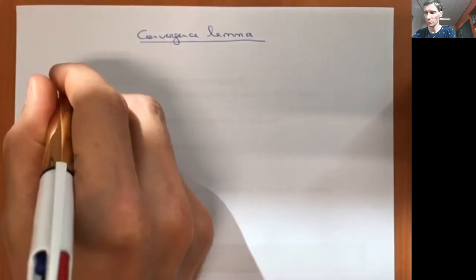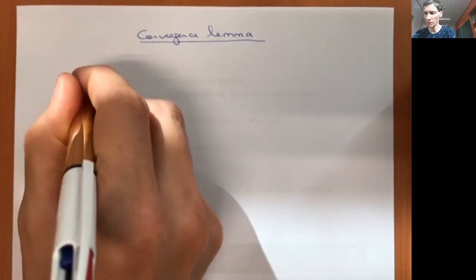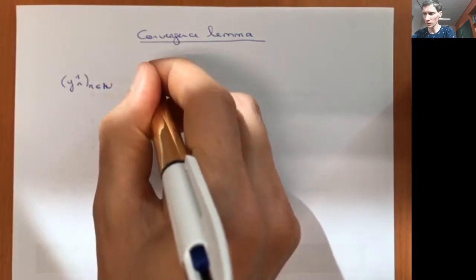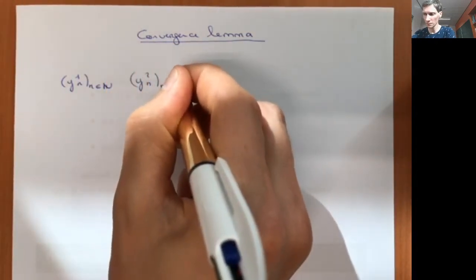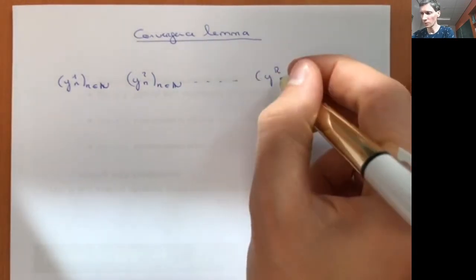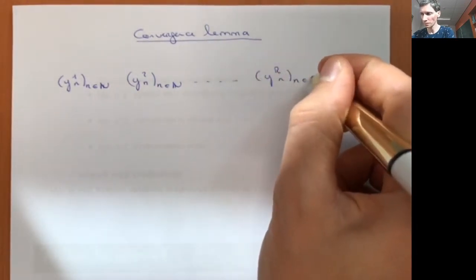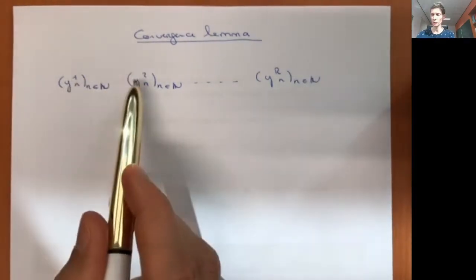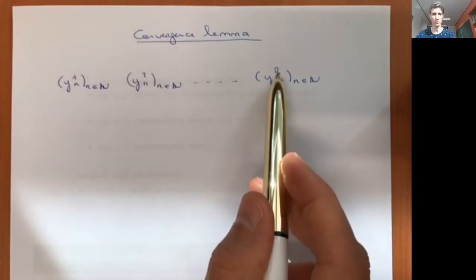So what we do, we need some ingredients, and the ingredients are a sequence of sequences, or a number of sequences. So let me denote y1n a sequence, y2n a sequence, and so on up until yRn. So what do we have? You have one sequence, you have another sequence, and so on until the Rth sequence.